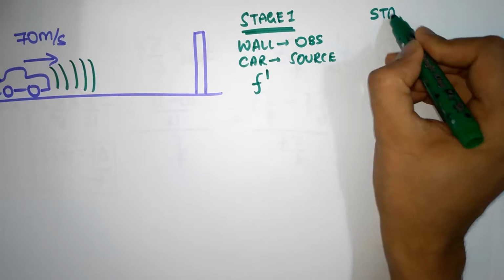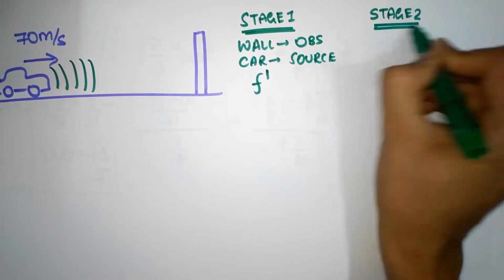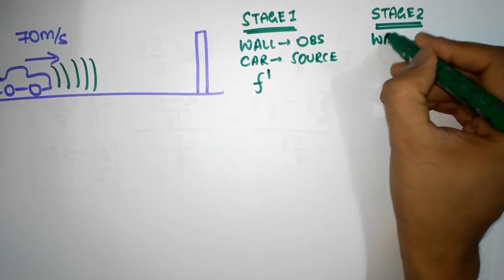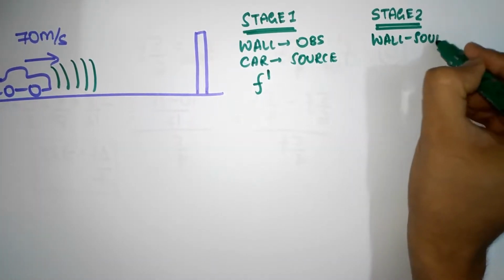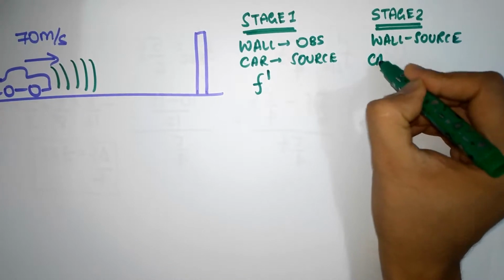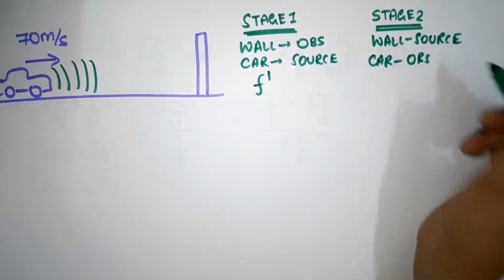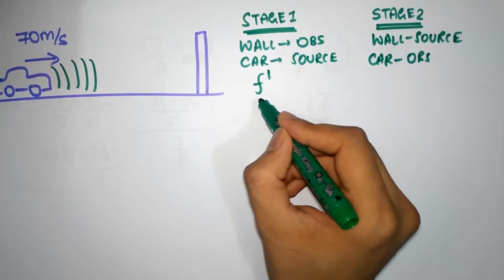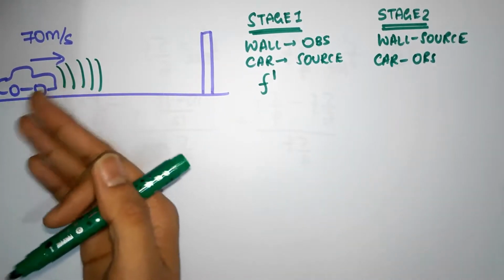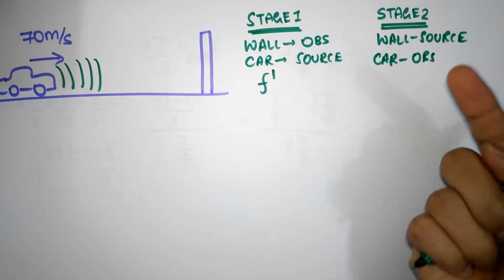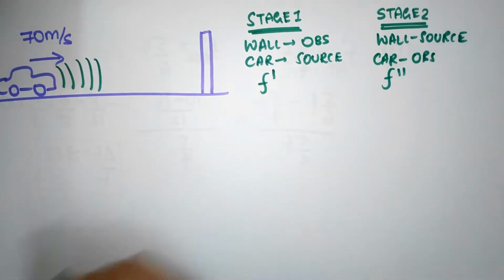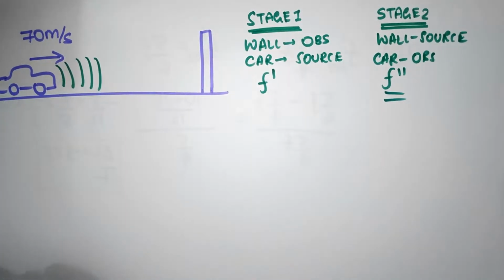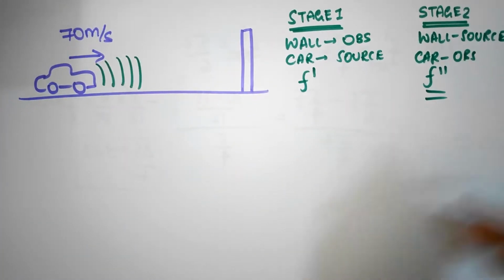But then in stage 2, the wall reflects these waves back. So the wall acts like the source and the car becomes the observer. The wall is reflecting waves at this frequency, but since the car, the observer, is now approaching, it's gonna hear again. So there'll be 2 times Doppler effect happening, and it's f double prime that we want to calculate. Alright, so let's do this.